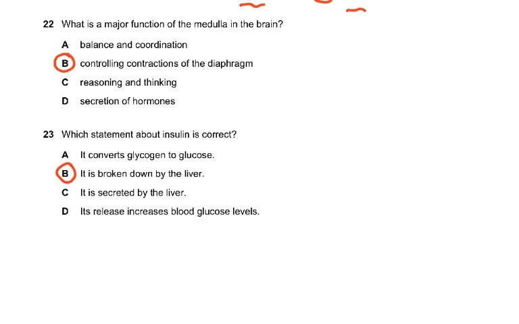Then question 23, which statement about insulin is correct? It converts glycogen to glucose. No, it converts glucose to glycogen. It's the opposite of that. It is broken down by the liver. Yes, that is the correct answer. Why is C wrong? Because insulin is produced not by the liver, but by the pancreas. Its release increases blood glucose level. No, it's the opposite. Insulin is produced when you eat a piece of chocolate cake because there's too much sugar in the blood, and this glucose has to be removed and converted to glycogen. Then of course, this insulin has to be removed and broken down by the liver. That is again a syllabus point of yours which was being examined.